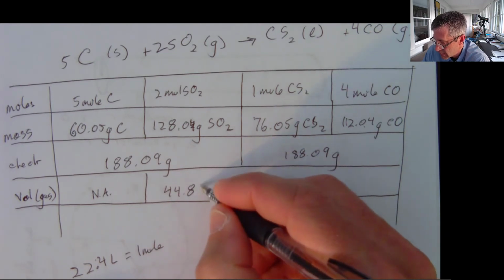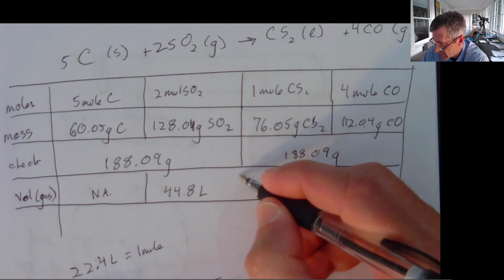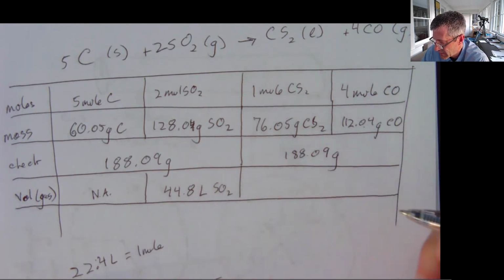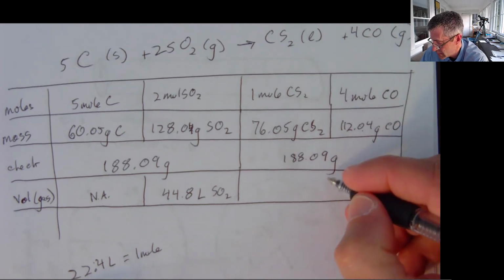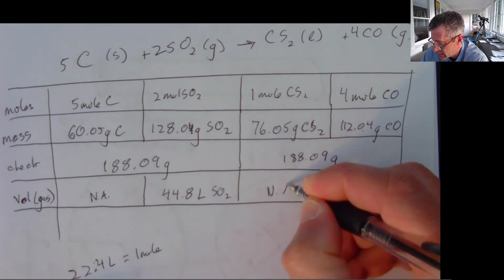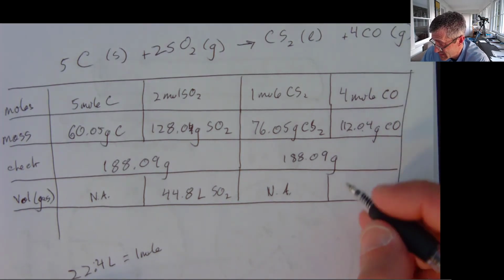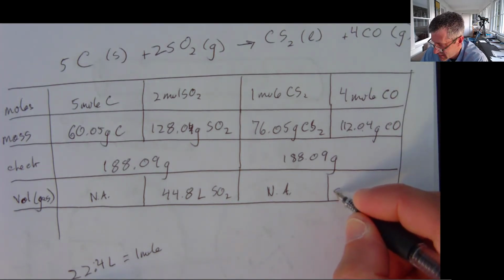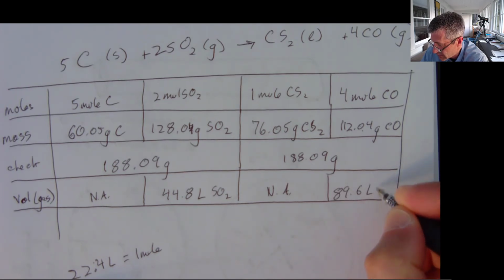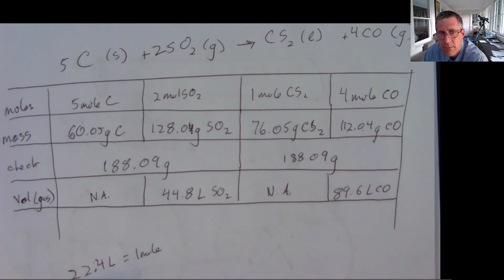So I'm going to have 44.8 liters of SO2. This is a liquid, so not a gas, doesn't apply. This is a gas, so I'm going to have 4 times that, so it's going to be, what's that, 89.6 liters of carbon monoxide.